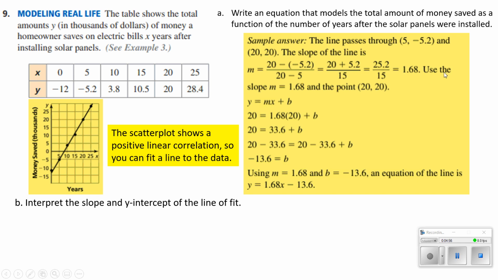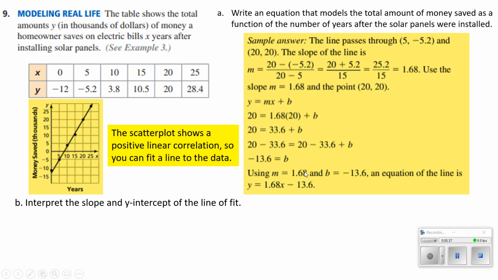When you use this slope, okay, and then we're going to use the points 20 and 20. So now we're going to put y equals mx plus b. Remember, our x and our y are both 20. So we can put 20 equals 1.68, remember, that was our slope here that we replaced m with, times 20 plus b. Well, 1.68 times 20 is 33.6. We're going to have to subtract 33.6 from both sides. And when we do, 20 minus 33.6 gives us negative 13.6. And that's what b is going to equal.